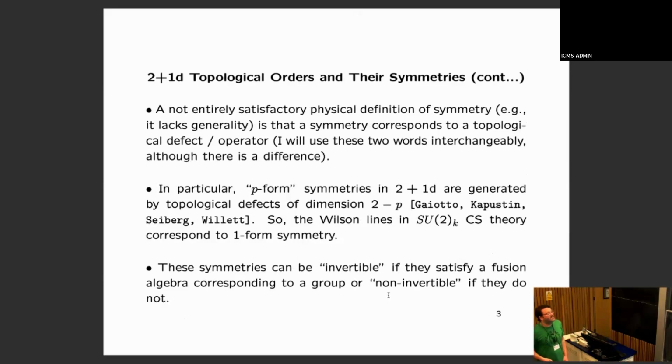So a not entirely satisfactory physical definition of symmetry, which is not general, but turns out to be sufficient for this class of theories, is that a symmetry corresponds to topological defects or operators. Okay, and I'm going to use the notation of defect and operator interchangeably, because I'm going to mainly be thinking about Euclidean space-time. And the symmetries, at least in this kind of classification where you think about topological operators or defects, are called P-form symmetries. And in 2+1 dimensions, they're generated by topological defects of dimension 2 minus P.